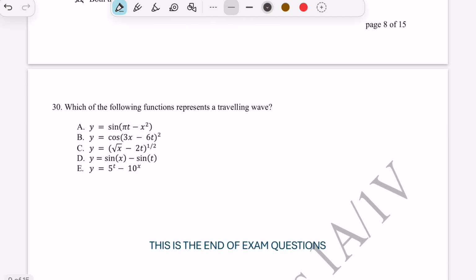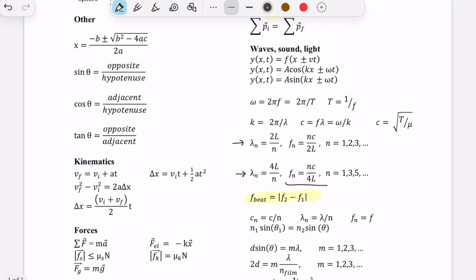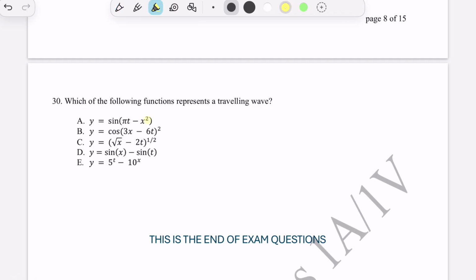Last question, which of the following functions represents a traveling wave? So a traveling wave is these ones over here. So the easiest way to look at this is see if x and t are of the same degree, and you can isolate for x. So what I mean is, in option A, I have x squared and then pi times t. These are not of the same degree, so it's not a traveling wave. Same goes for here. This is square root of x and t.